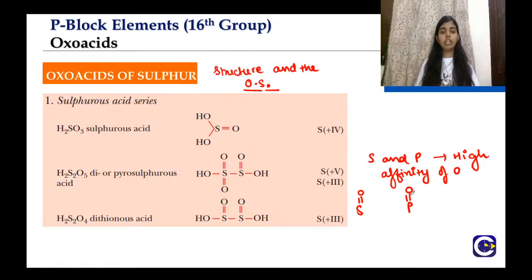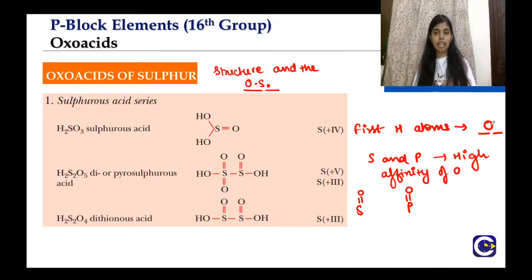Now, the next thing that needs to be considered here is that when you take hydrogen atoms, they will be connected to oxygen, right? First, give it a priority that the hydrogen atom should be connected to oxygen, and if the number of oxygens is less than that of the hydrogens, then the rest of the hydrogen you can connect directly to the central element, right. So sulfur and phosphorus will always form double bond O because they have very high affinity for oxygen, first point.